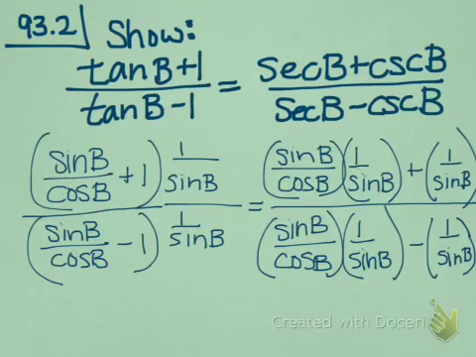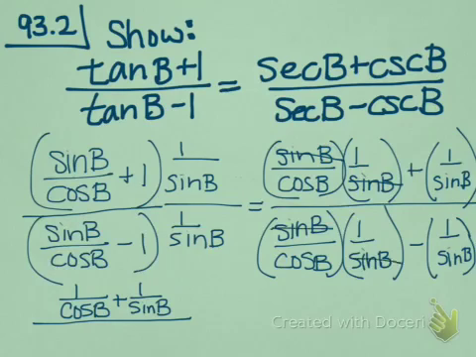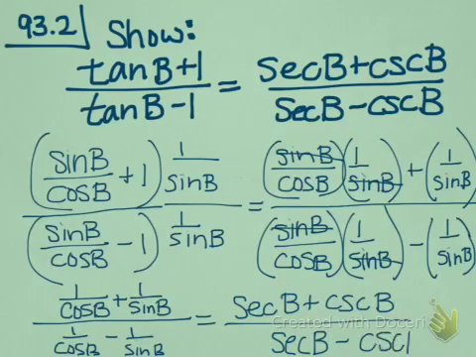Now I can cancel the sine b's on the top and on the bottom. So I've got 1 over cosine b plus 1 over sine b all over 1 over cosine b minus 1 over sine b. Now, if you remember, 1 over cosine is the same as secant, so that's secant b, and 1 over sine b is cosecant. So we've got secant b plus cosecant b over secant b minus cosecant b, which is what we wanted to arrive at.